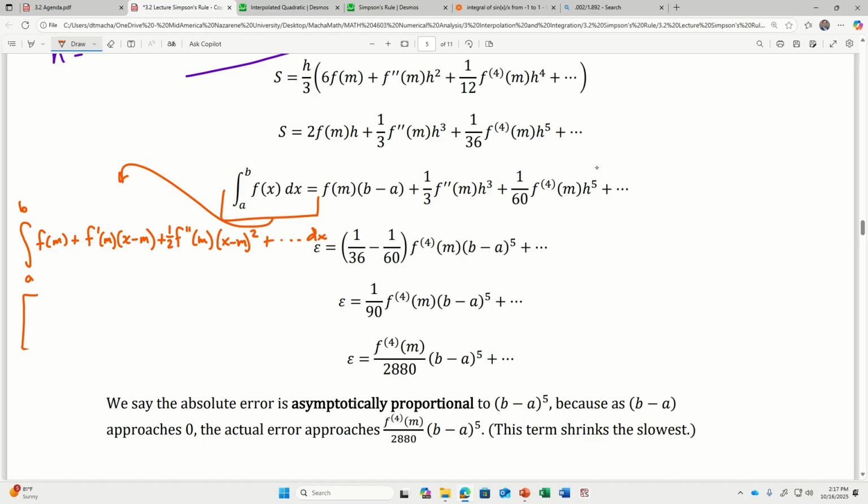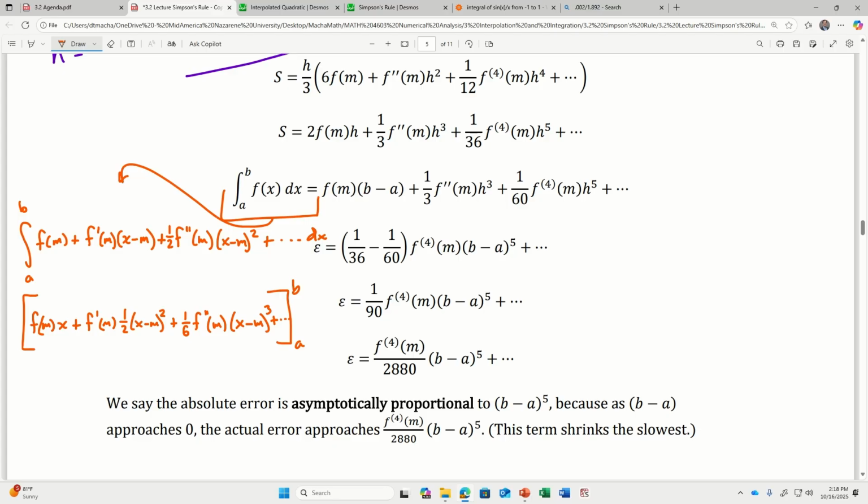When I take the antiderivative, evaluate at a, evaluate at b, this is going to be f of m times x plus f prime of m times 1/2 x minus m squared. Because we're taking antiderivatives. And then plus 1/6 f double prime of m times x minus m cubed, and so on.